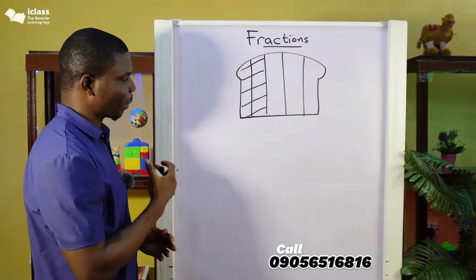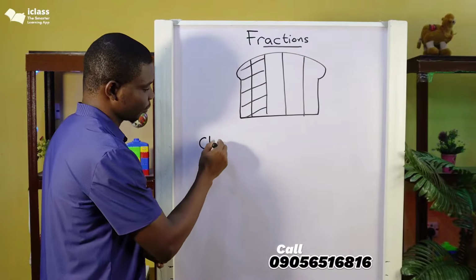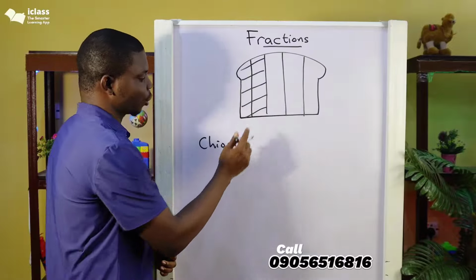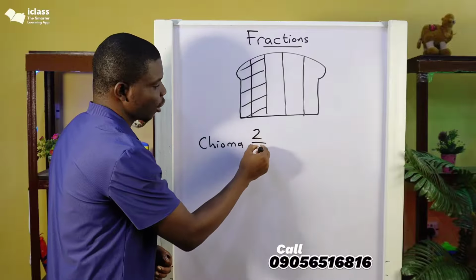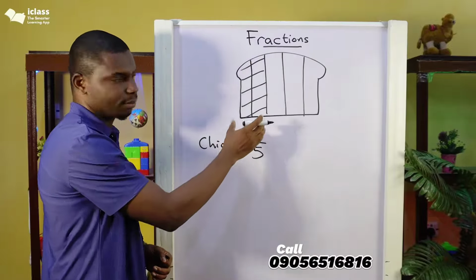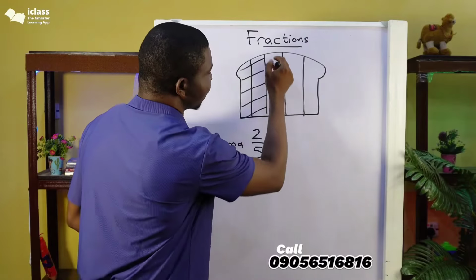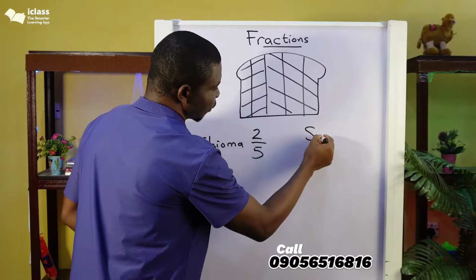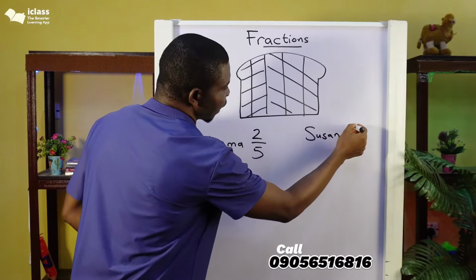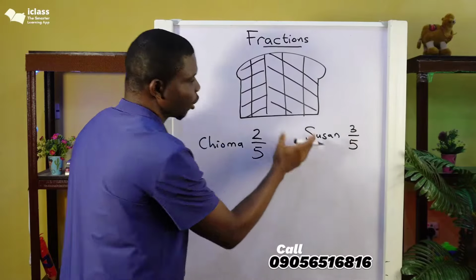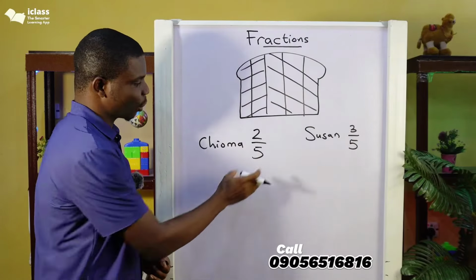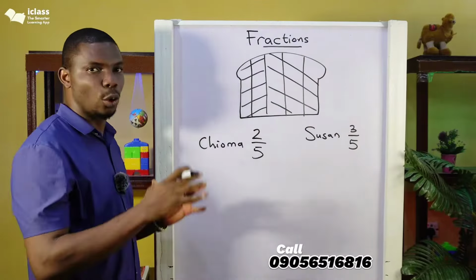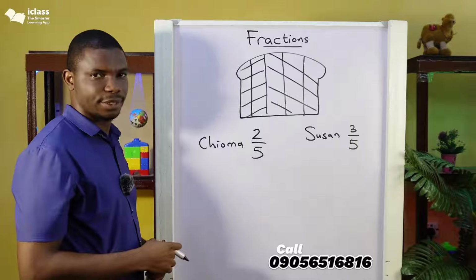Let's say I give these 2 parts to Chioma, right? So we say Chioma has 2/5 of this loaf of bread. And then I give these 3 parts to Susan. We can say Susan has 3/5 of the loaf of bread. So this here is a fraction, and this is also a fraction of the whole loaf of bread.